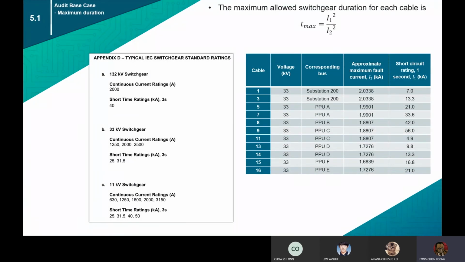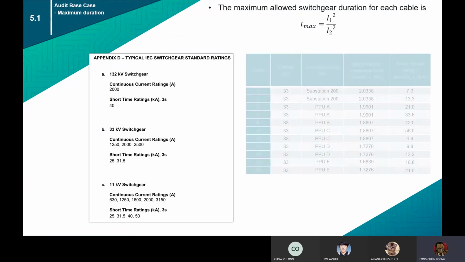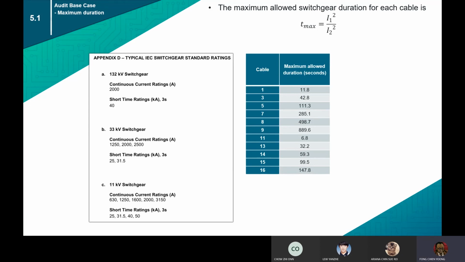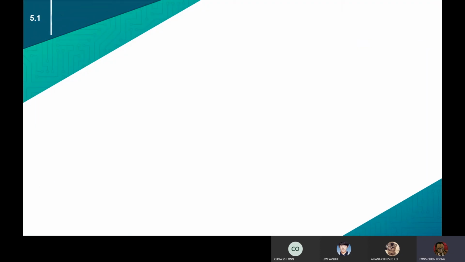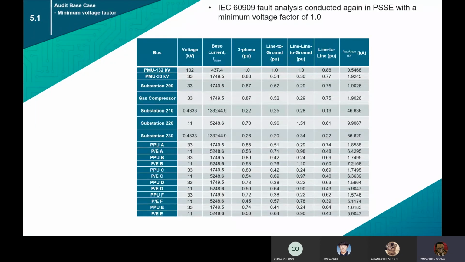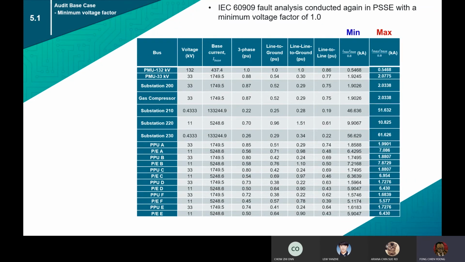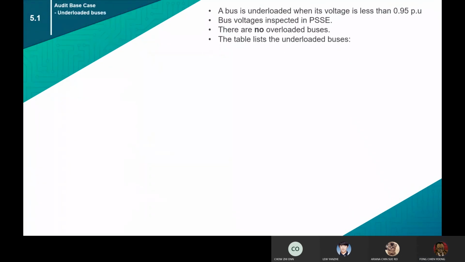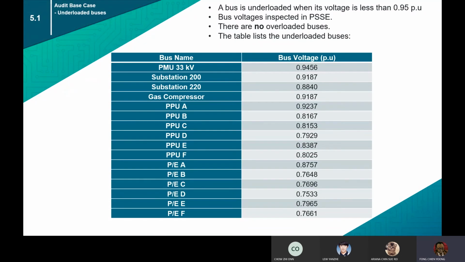For the next part, we try to approximate the maximum allowed switchgear duration for each cable by using the following equation, and the results are summarized in the table. Finally, we try to audit the base case by considering the minimum voltage factor, and if we compare the results, they are as expected. For the final part, we list down the underloaded buses, and there are no overloaded buses.